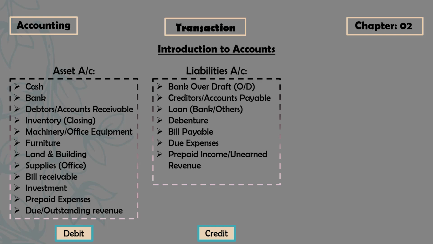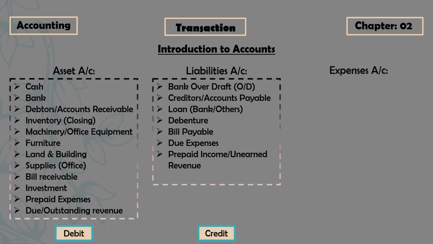And you can see after two accounts I wrote bill payable. This is also liability. So loan, either it is bank loan or other sources of loan, debenture, bill payable, due expenses, prepaid income, or unearned revenue. Please note unearned revenue very carefully. It will be very helpful when you solve maths. So these are all examples of liabilities, and you must remember that all liabilities are credited.